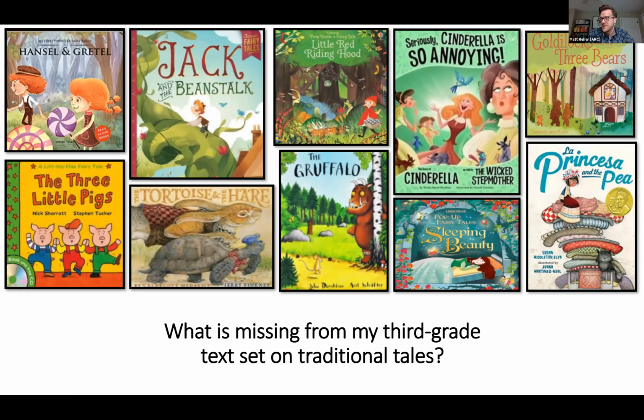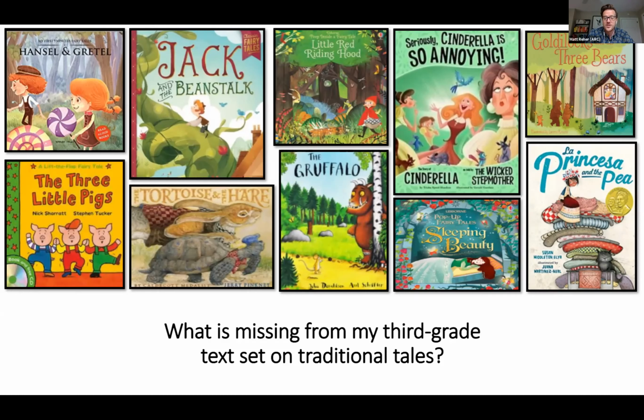Now, of course, on screen here, you see La Princesa and the Pea. So someone might look at this and say, well, it is diverse. I do have this book over here, right? But we know, and the expression I always share in my professional development is, our libraries should look like the world in which we live, not necessarily just the neighborhood in which we live.